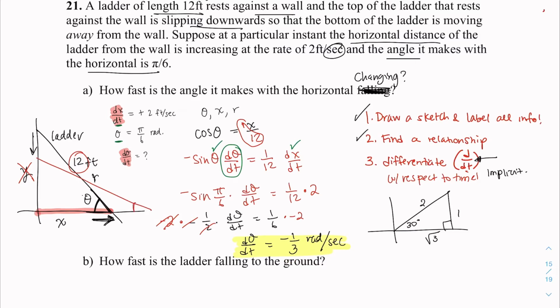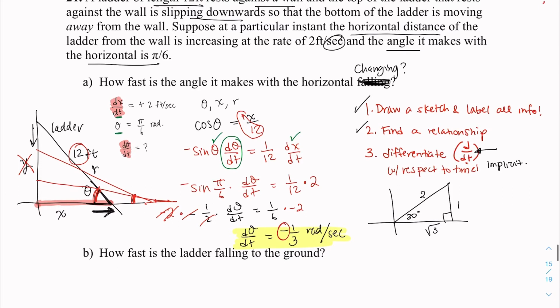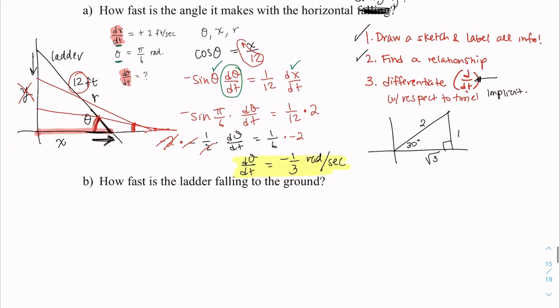As the ladder falls, what's happening to theta? Yeah, you'll notice that theta, that angle there, is shrinking. So that means that the rate of change should be negative, and indeed, our rate of change is negative. So we're good to go. Our answer makes sense, and we are satisfied. Let's move to part B.